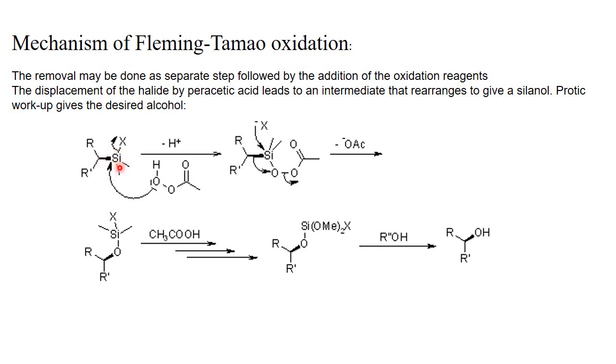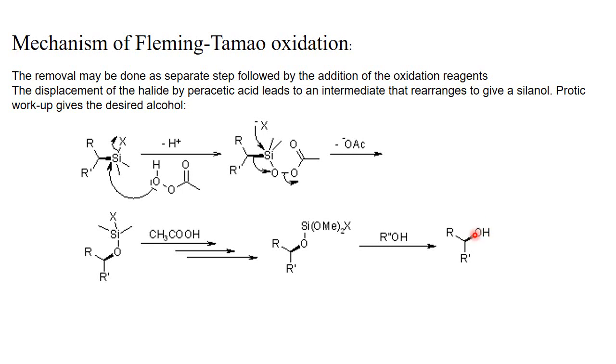The oxygen lone pair attacks the silicon atom. The silicon atom acts as a Lewis acid. It accepts a pair of electrons from the oxygen, and X leaves as the leaving group. So we have this type of intermediate. Then X comes back and attacks again on the silicon atom, and here the rearrangement occurs.